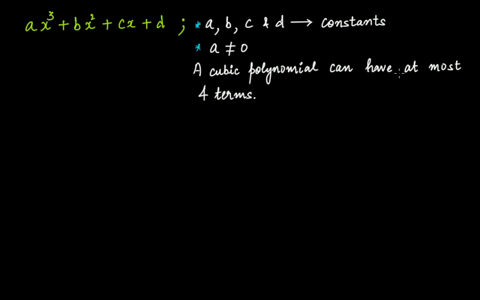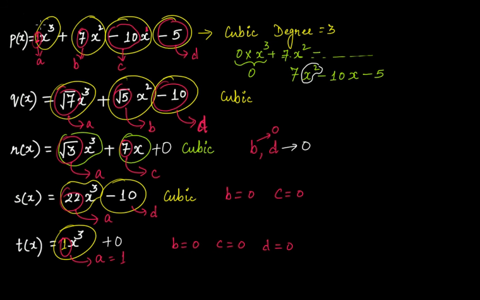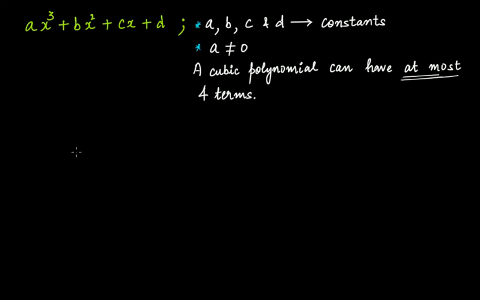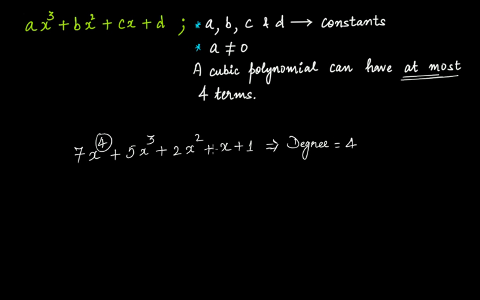A cubic polynomial can have at most 4 terms, and that makes sense. It can have at most 4 terms, not more than that, as you can see from this example: x cubed, x squared, x, and then a constant. You cannot have a 5th term. What about this one? 7x raised to the power of 4 plus 5x raised to the power of 3 plus 2x squared plus x plus 1. This is not a cubic polynomial because here the degree is 4. It's a degree 4 polynomial, right? It's not a cubic polynomial.